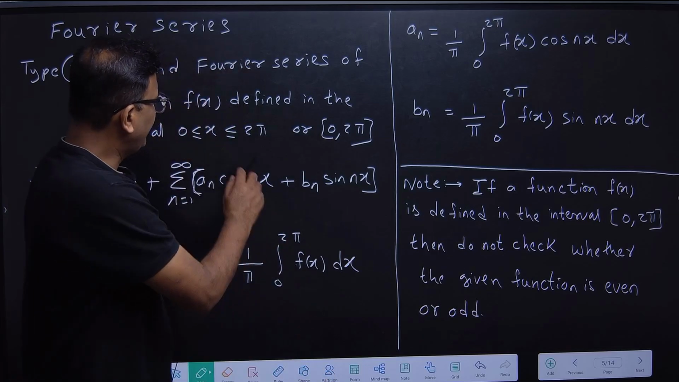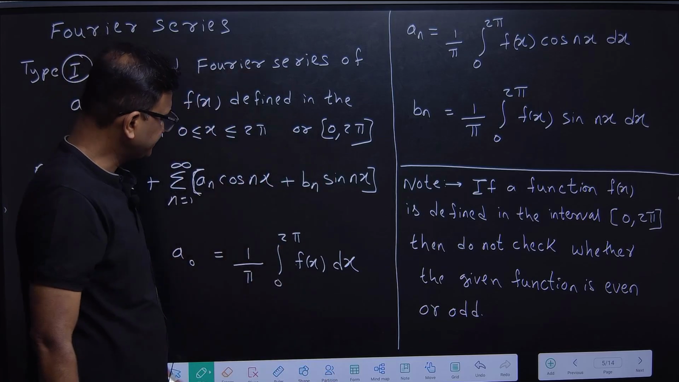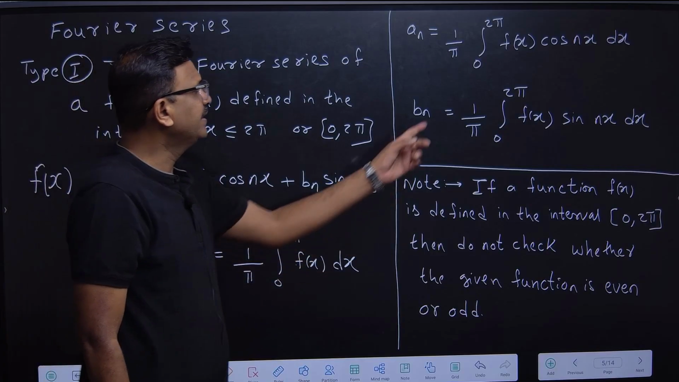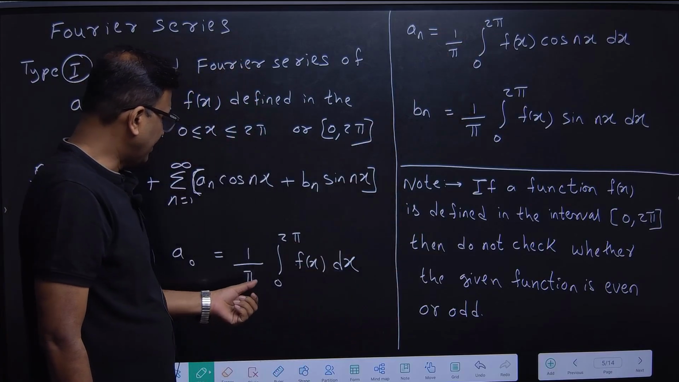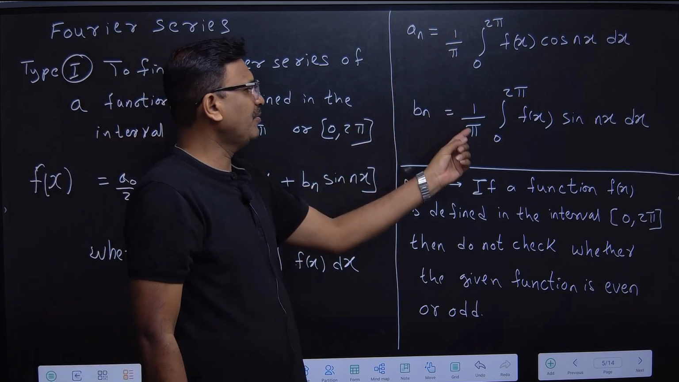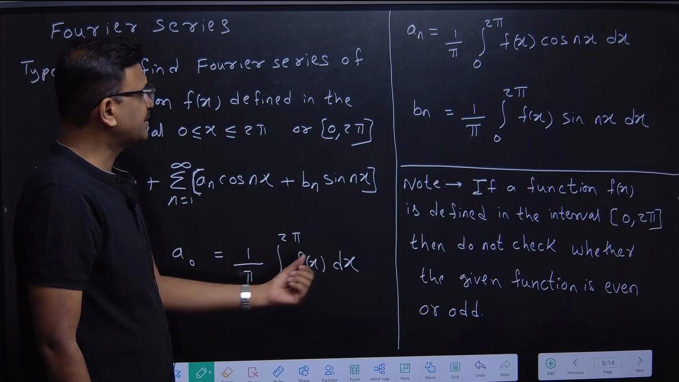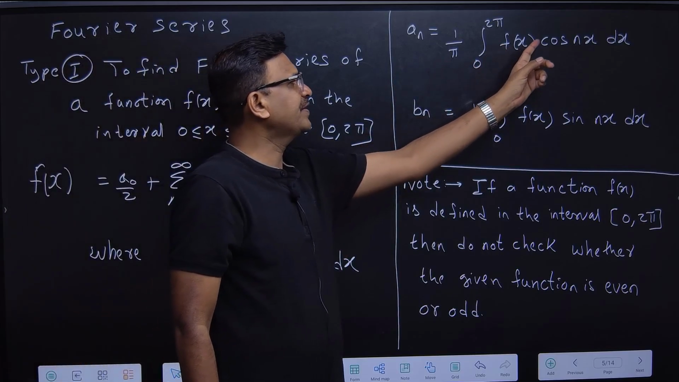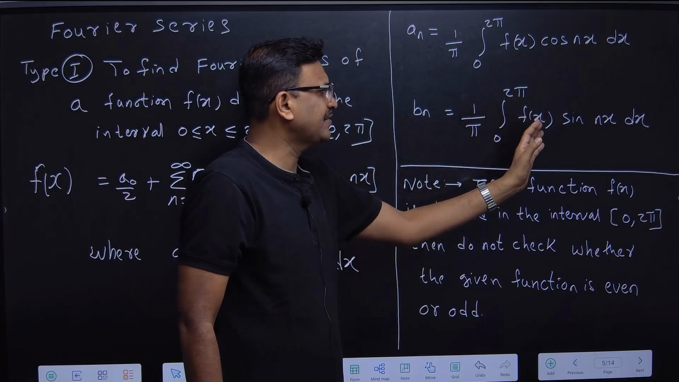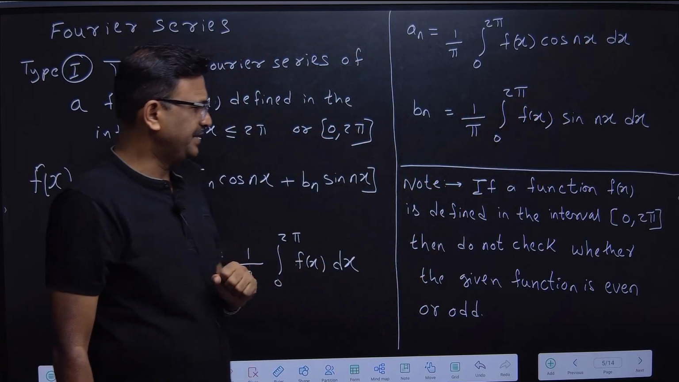Note that when the function is defined in the interval 0 to 2 pi, limits of the integration are taken as 0 to 2 pi. The multiplier outside the integration is 1 upon pi. And in a0 we integrate f of x with respect to x. In an, it is f of x into cos nx dx. In bn, it is f of x into sin nx dx.